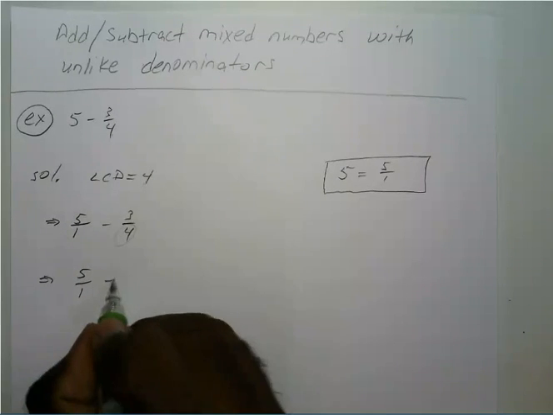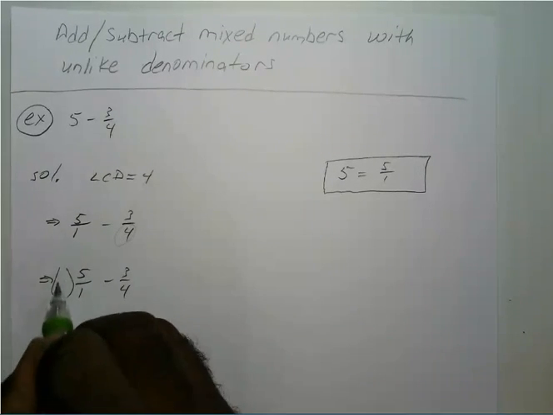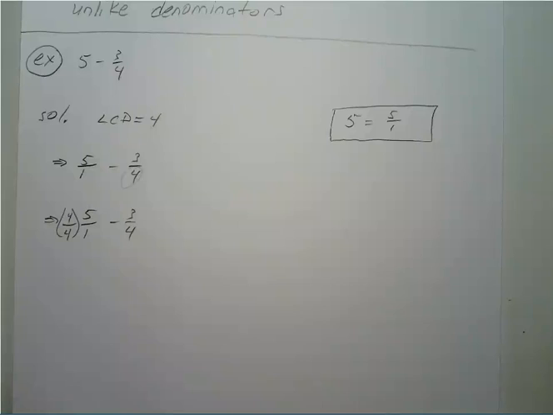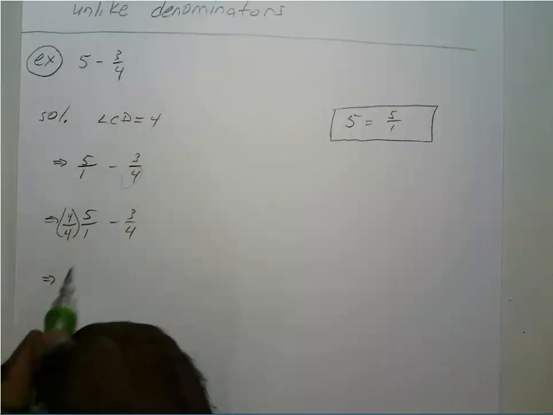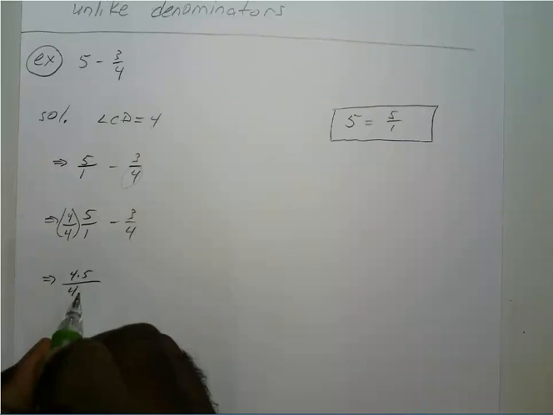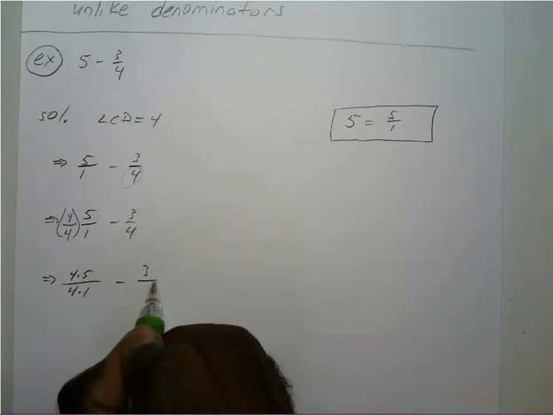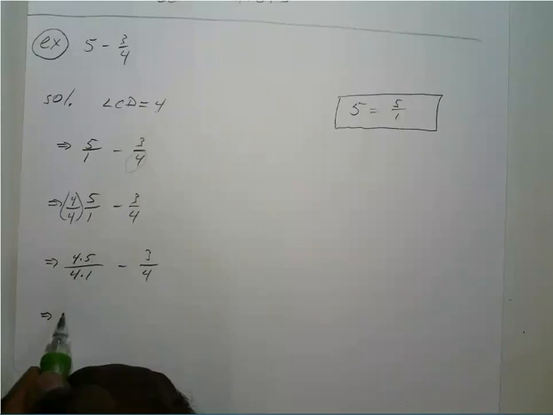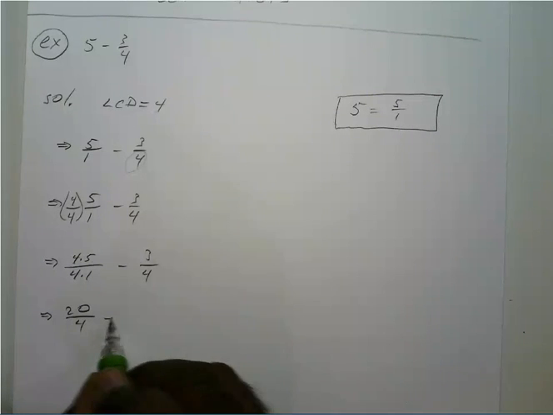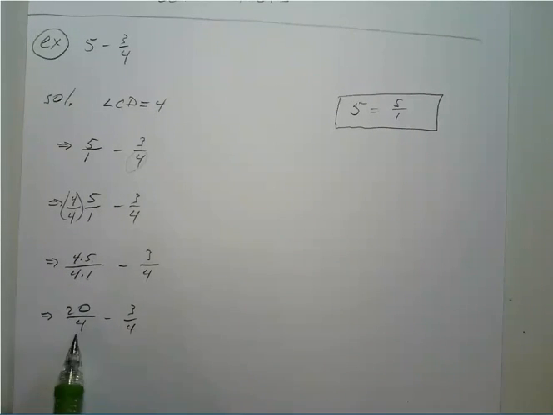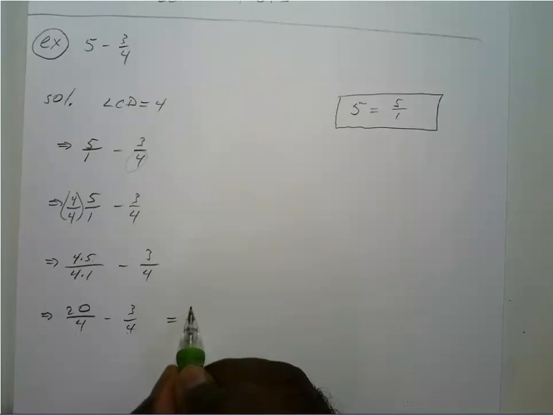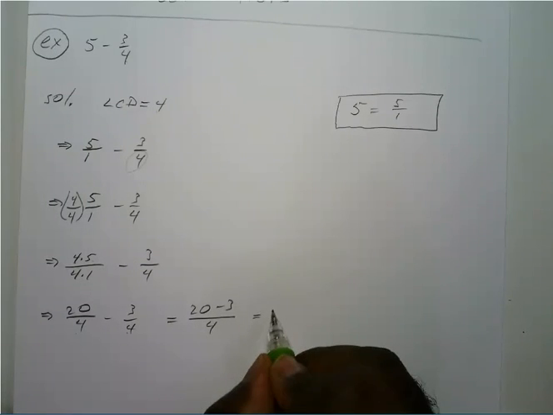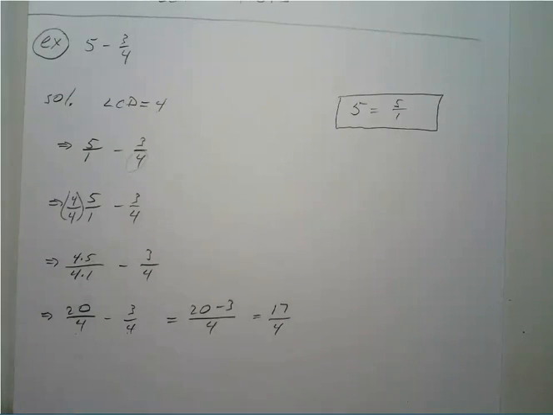So you have 5 over 1 minus 3 over 4. Let's multiply this by 4 over 4. That gives you 4 times 5 over 4 times 1 minus 3 over 4. 4 times 5 is 20, so you have 20 over 4 minus 3 over 4. You have the same denominators, so that's just 20 minus 3 over 4, which is 17 over 4.